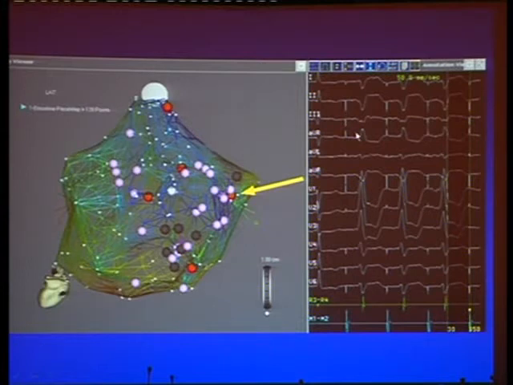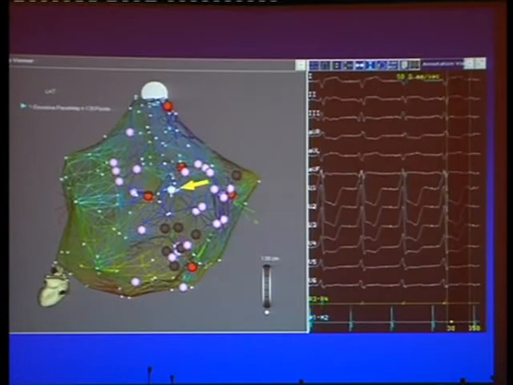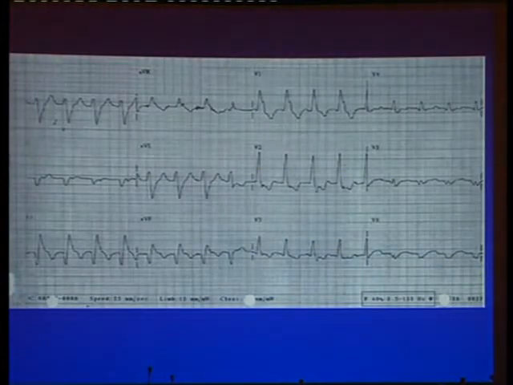And so we tag these areas that are points of interest. We'll look at the morphology to see if there's any similarity to the tachycardia. Here, there's a whole selected number of areas. And then we go ahead and sort of ablate those and just take them out of the equation completely.